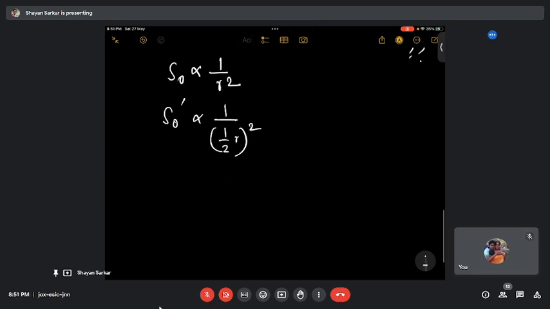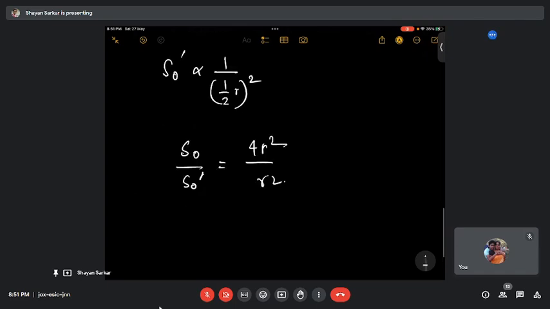So therefore S0 by S0 dash is equals to 1 by 4 of r square by r square. Then S0 dash is equals to 4 times S0. Thus, okay, this way questions are given, if radius of the sun become 1/4 or double, then what should be the amount of solar constant?